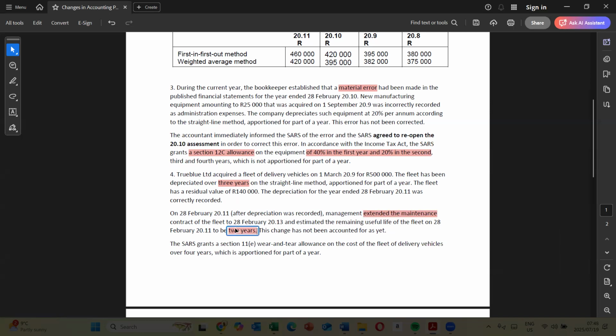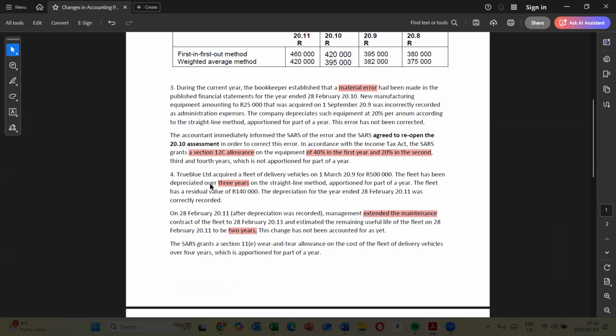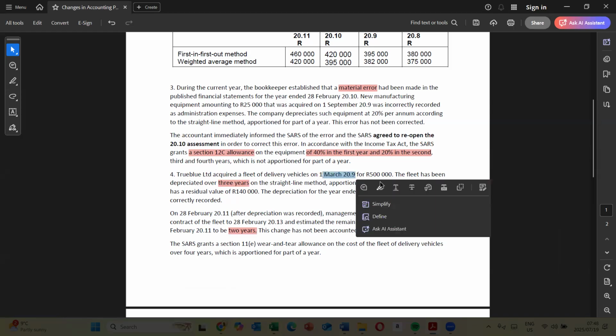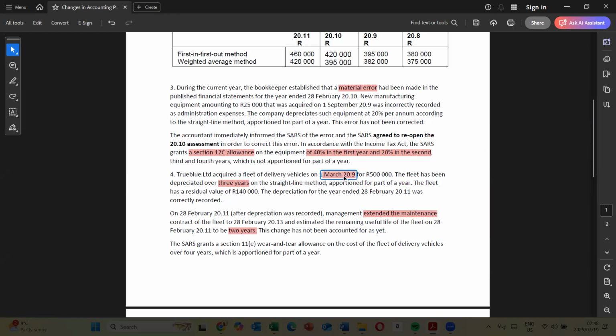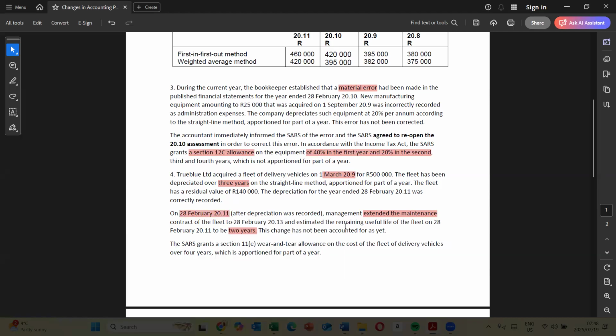Right, let's look into it. So we have a fleet of delivery vehicles, which they're saying, no, we're going to be depreciating them over a period of 3 years, all right? So this is from 1st of March 2009. And then, so in regards to this, we've been told now that on 20th February 2011, look at it, the remaining useful life of the fleet on 20th February 2011 is now 2 years. This is not right.